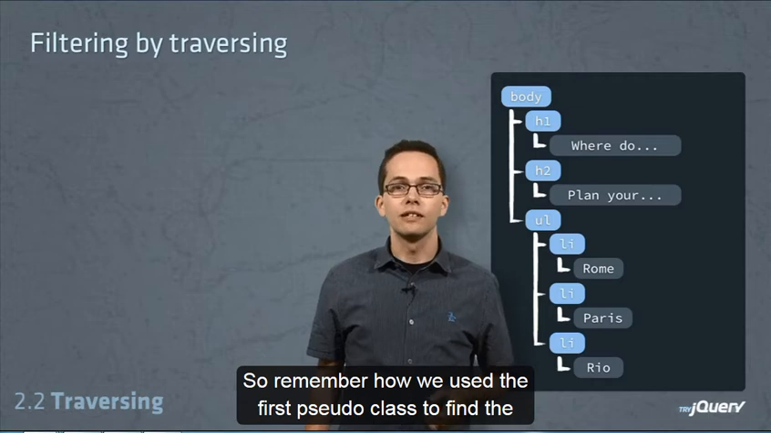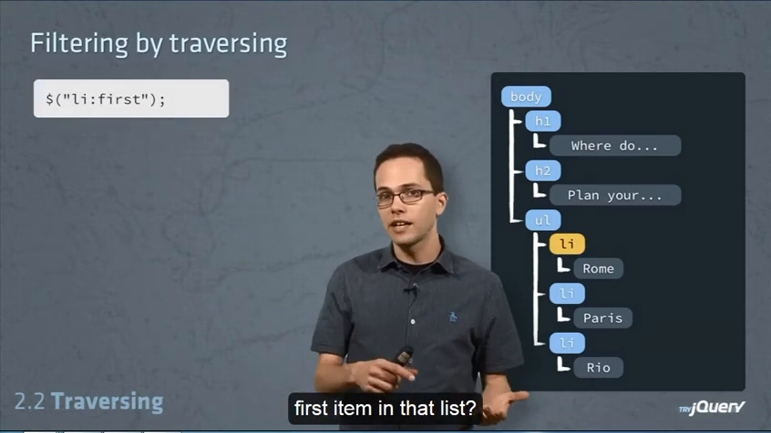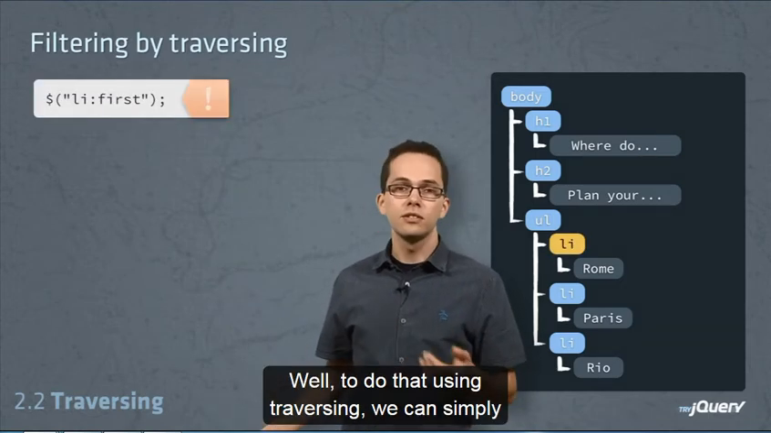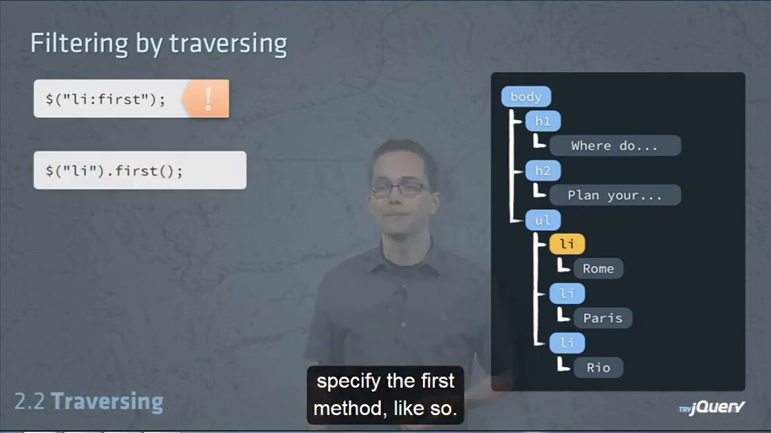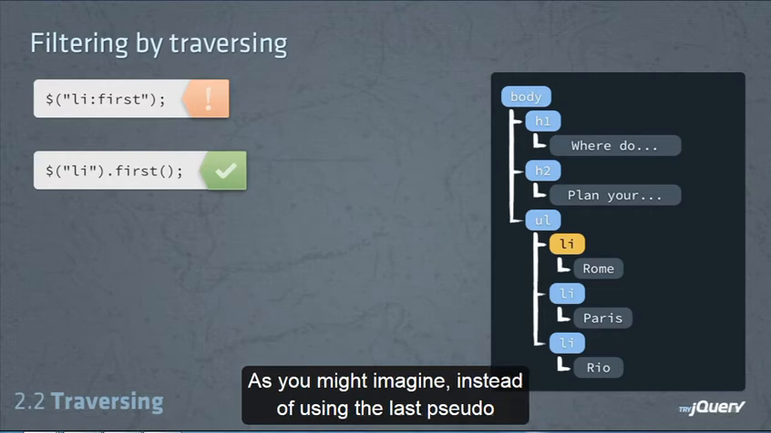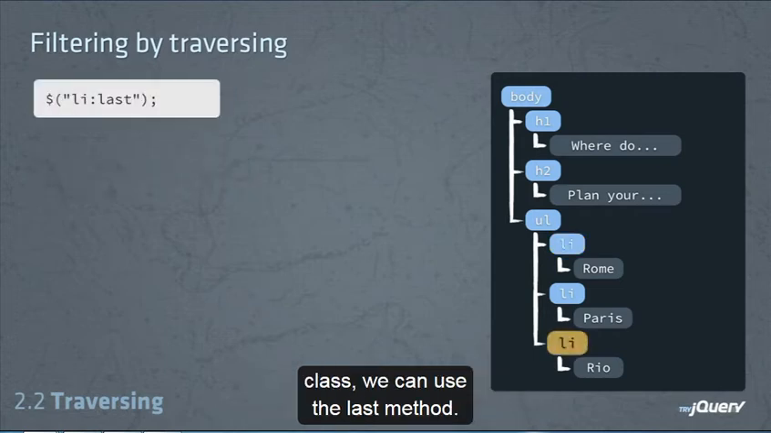So remember how we used the first pseudo class to find the first item in that list? Well, to do that, using traversing, we can simply specify the first method, like so. As you might imagine, instead of using the last pseudo class, we can use the last method.